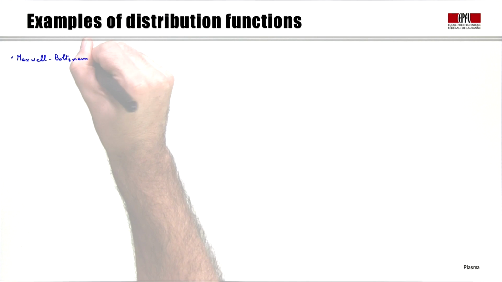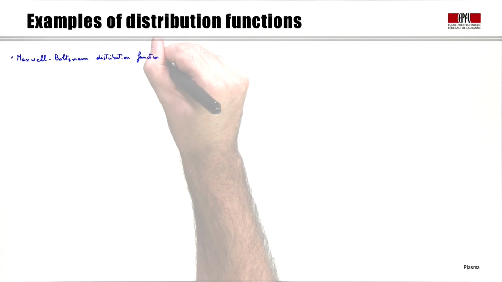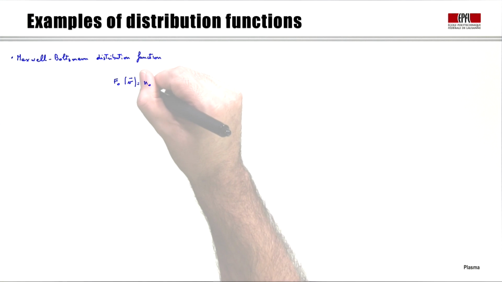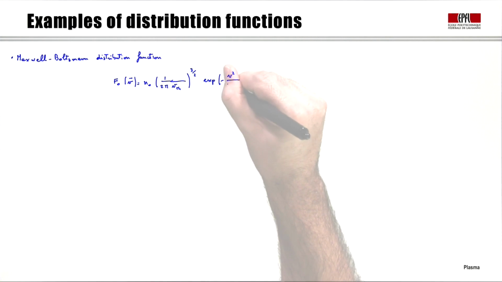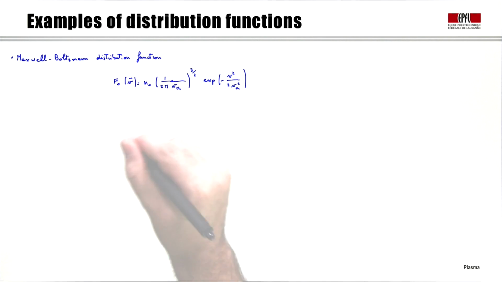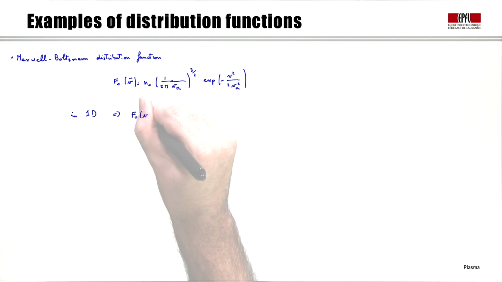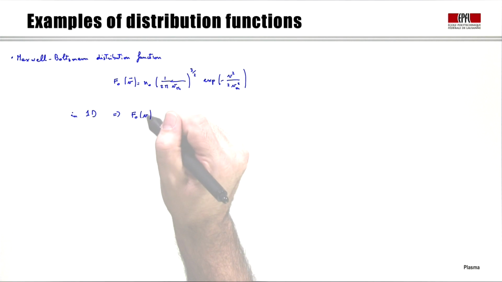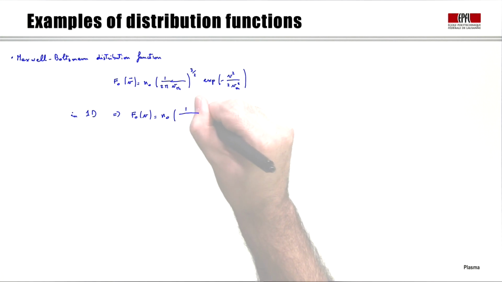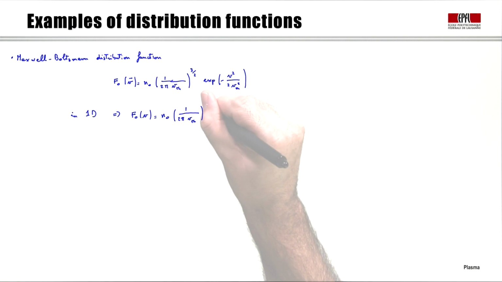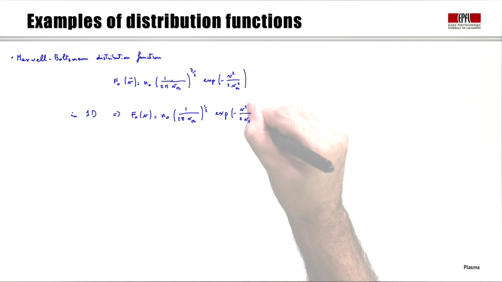This is the distribution function of the plasma particles once thermal equilibrium is attained. It states that particles are distributed according to a Gaussian distribution function. If we specify this distribution function in one dimension, we have that f0 of v, this time not the modulus but really the one-dimensional distribution function, is equal to n0 times (1 over 2 pi v_thermal squared) to the 1/2, times exponential of minus v squared divided by 2 v_thermal squared.